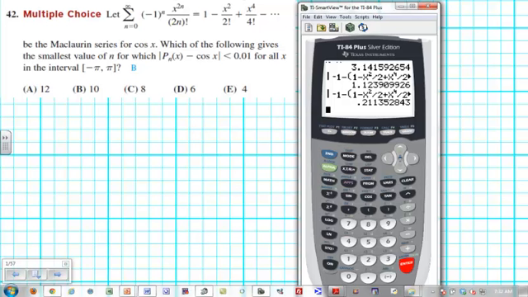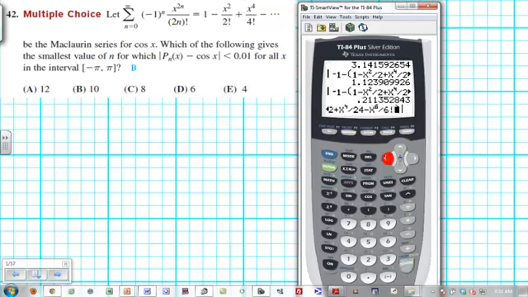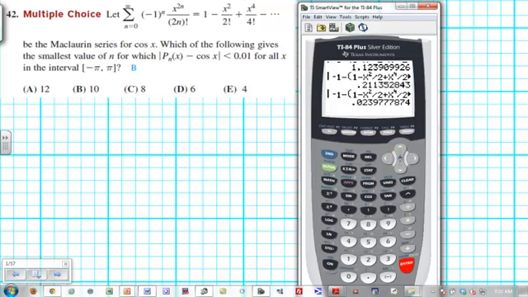Still not small enough. So, second, enter. Let's add on the next term, which is what? Second insert plus x to the 8th divided by, and I'm going to use math PRB to get 8 factorial. That error is still not smaller than 0.01. So, let's do it again.